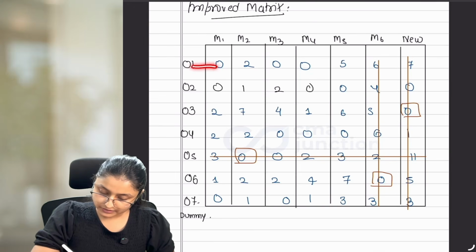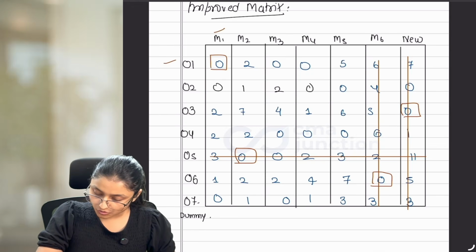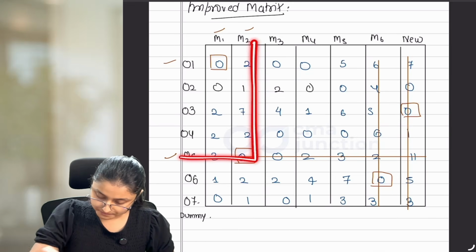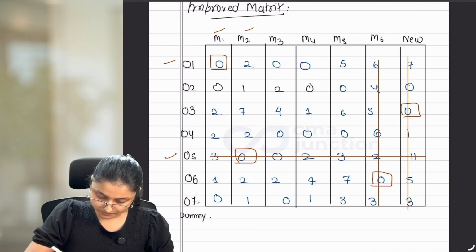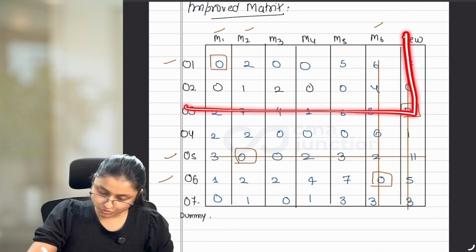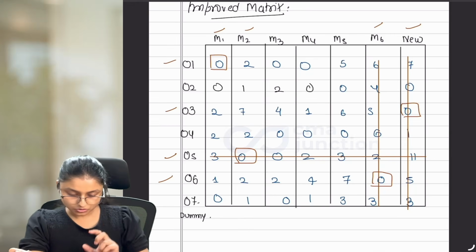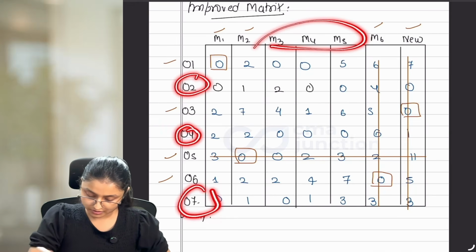So for 1 and M1, I'm selecting this 0. And if I do this, this will be marked. And what all are the things which are already marked? This 5th is already marked. 2nd is already marked. Next, 6th and 6th is marked. Next, 3rd and new is marked. Now we are left with 3 more machines and 3 more operators to be allotted.